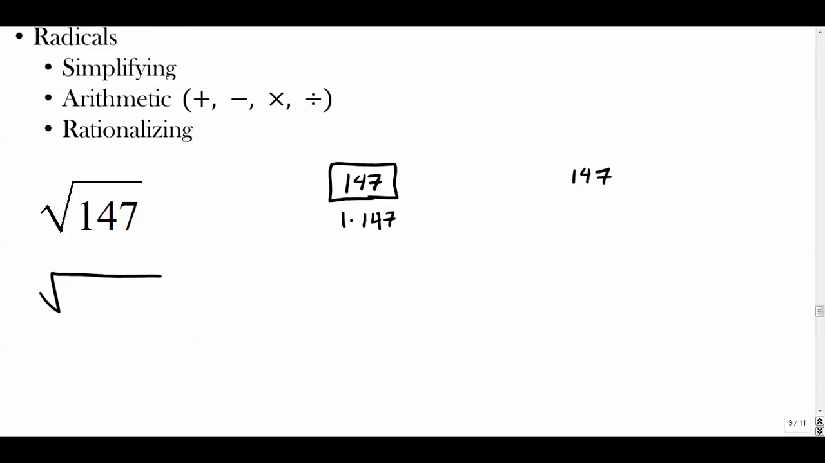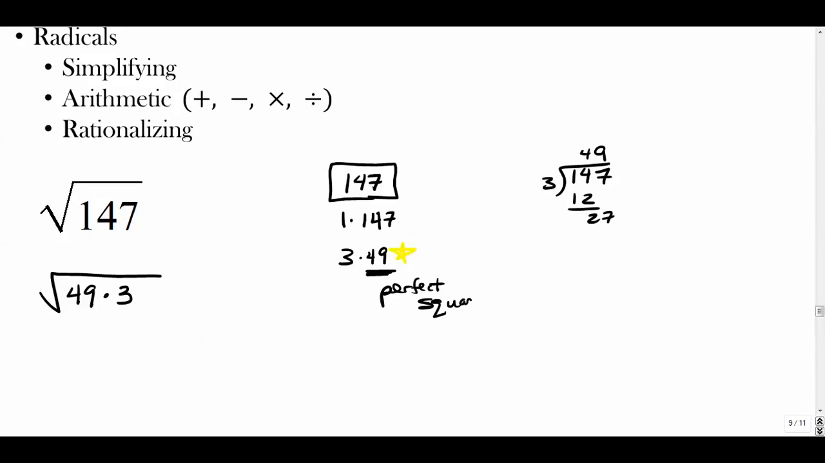Does 3 go into 147? Let's see. We've got 3 times 4 is 12 and 27. Yeah, 3 times 49. And that is a really, really good thing, because I'm going to write it like this, 49 times 3. I noticed that 49 is what we call a perfect square. A perfect square, of course, is a number that is the result of 2 numbers multiplied together to get it. 49, of course, is the product of 7 and 7.